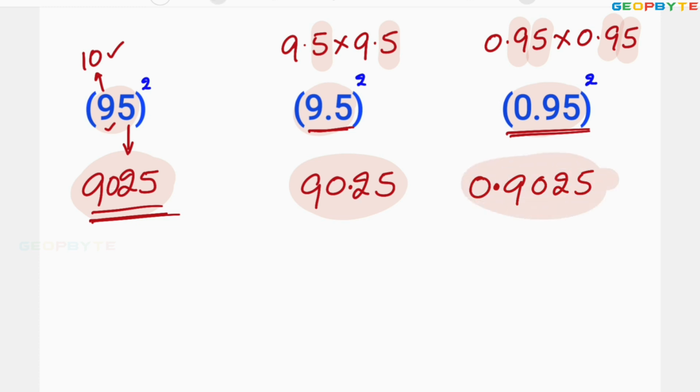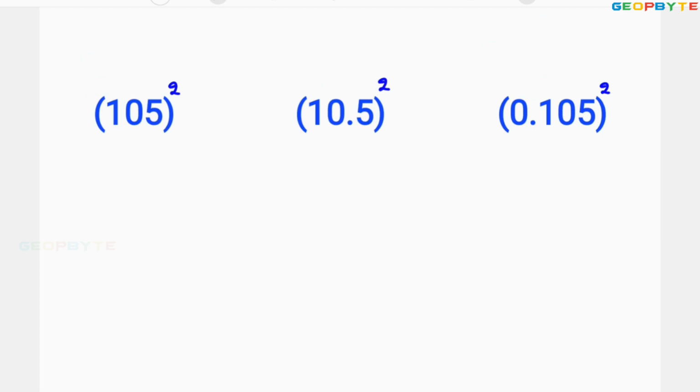0.9025 be the value of 90.95 whole square. Similarly, look at the next set of numbers: 105 whole square, 10.5 whole square, 0.105 square. First let us do for the 105 square. First write the 5 square, that is 25.